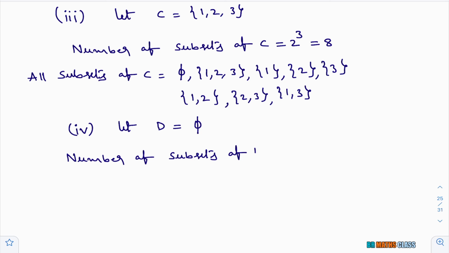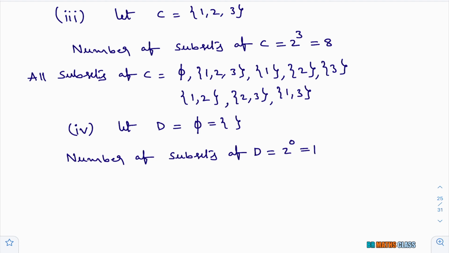Set D contains how many elements? Here, it is the empty set, no? This set contains no element. This set contains zero elements. Okay. Number of subsets of D. This is 2 power 0, because this set contains zero elements. So, 2 power 0 is what? 2 power 0 is 1. We know that 2 power 0 value is 1.